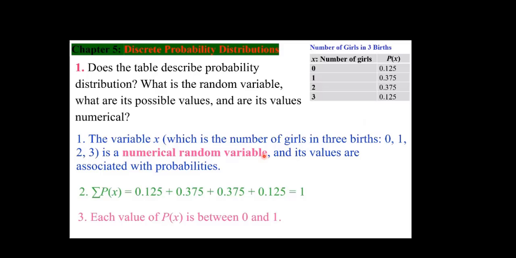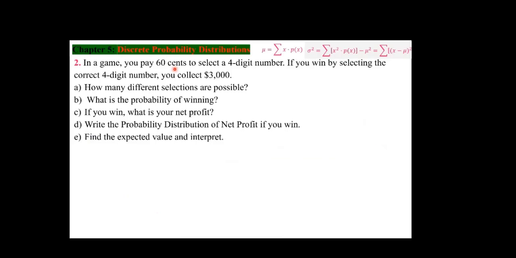So that explains that. In a game, you pay 60 cents to select a 4-digit number. If you win by selecting the 4-digit number, you collect $3,000. This is what I mean when I said, you play lotto versus blackjack and the concept of a payoff. So when you pay 60 cents, your 60 cents is gone. You bought it, gone. Whether you win or lose, it makes no difference. The 60 cents is gone. And that's the idea. If we win, we collect $3,000.